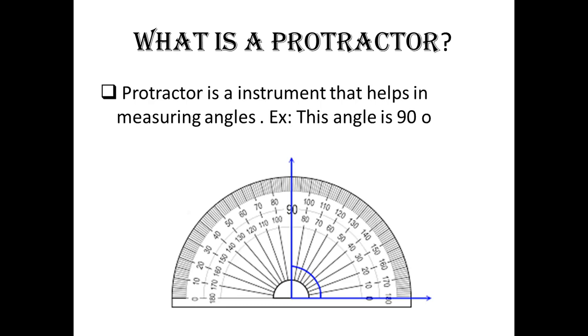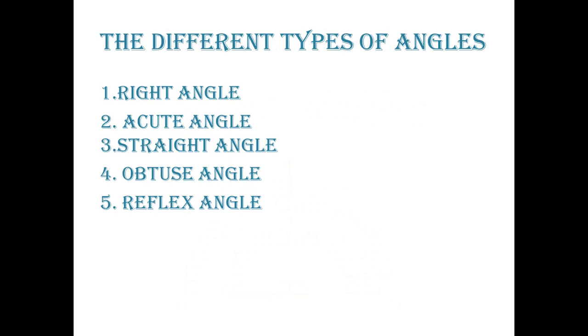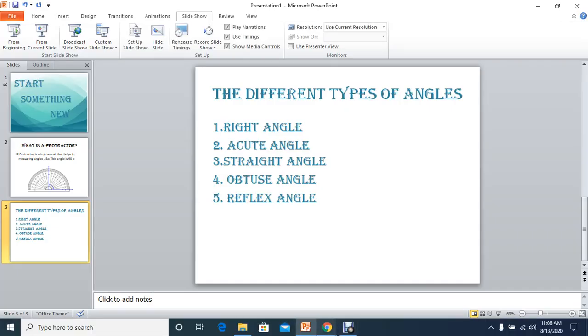So, let's learn about the different angles now. The different types of angles: right angle, acute angle, straight angle, obtuse angle, and reflex angle. So I'll show you all these angles in real and their lengths as well.